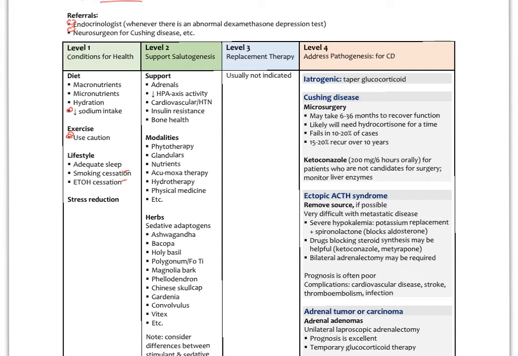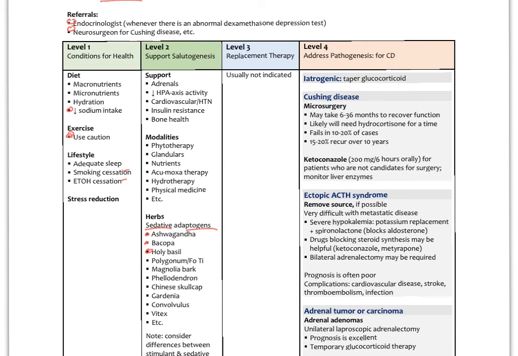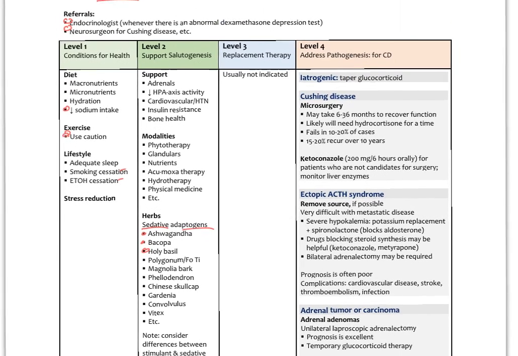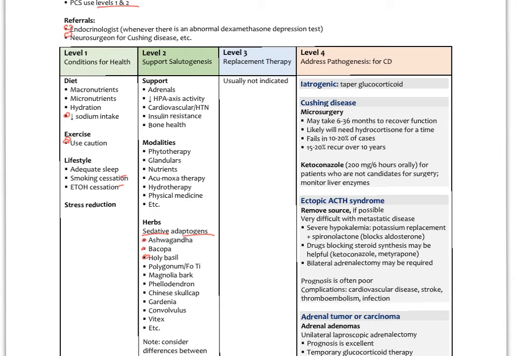Level 2 therapy is again more for physiologic Cushing's, and that's going to be using more things like sedative adaptogens, ashwagandha, bacopa, holy basil, and I've listed a whole bunch more there for you. Some nutrients like different B vitamins, but especially vitamin D, calcium to prevent the bone problems, and then manganese and lithium would be trace minerals which potentially could decrease the HPA axis. Usually replacement therapy is not going to be indicated because we're dealing with an excess condition here.